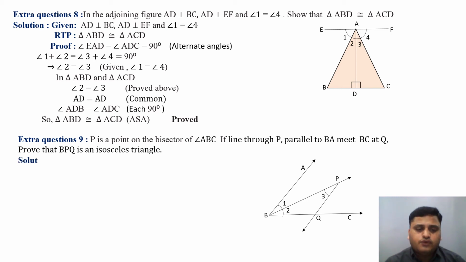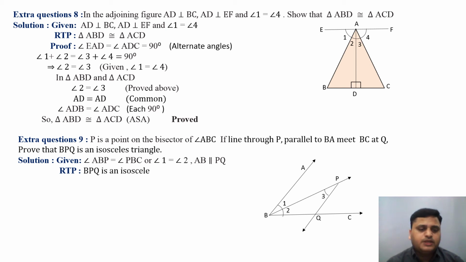Write down first of all the given, so that will become the solution. What is given in this question is that angle ABP is equal to angle PBC, or we can say angle 1 is equal to angle 2. This is given in the question. What else is given? AB is parallel to PQ. What we need to prove is that BPQ is an isosceles triangle. To prove BPQ as an isosceles triangle, two sides are equal and two angles are equal.